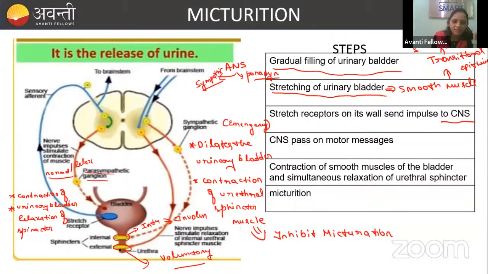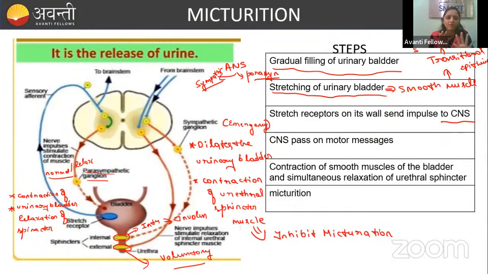Due to that, the urine is released by the contraction of the urinary bladder and the relaxation of the internal sphincter. Okay, that is during the relaxed condition. What will happen if the class is going on? We are not able to ask the teachers, can we go for urination? At that time, what will happen?